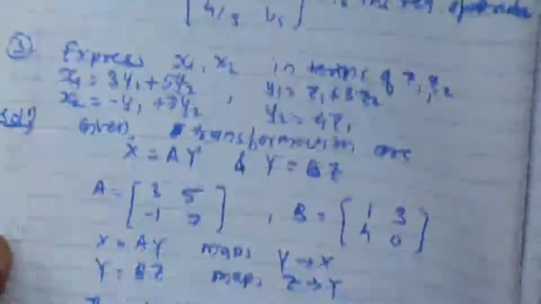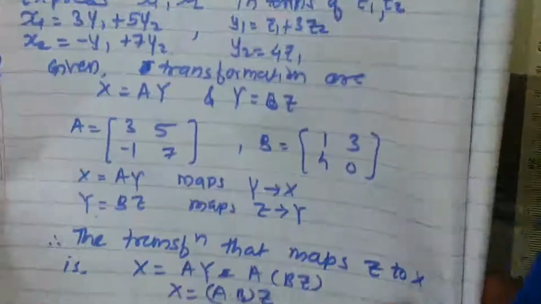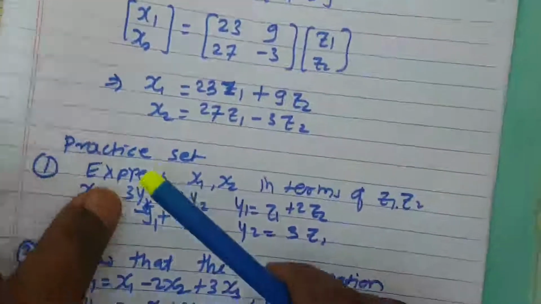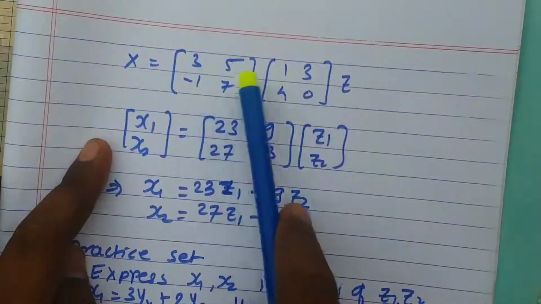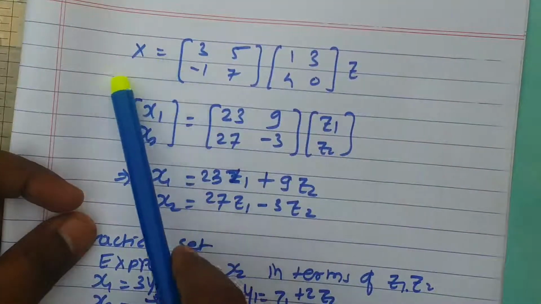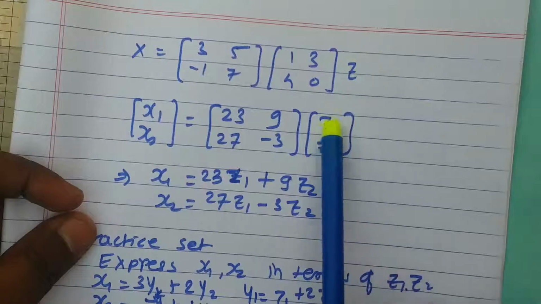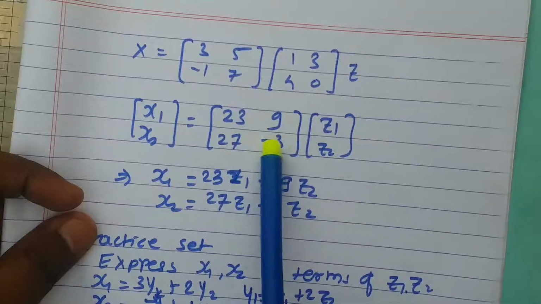Now we just have to calculate this A into B. X equal to A into B into z. So x equal to A into B, the two matrices I have written, and into Z. X I have replaced with x1, x2, it is the value of x vector, and Z vector is z1, z2. And the multiplication of these two matrices will be 23, 9, 27, minus 3.